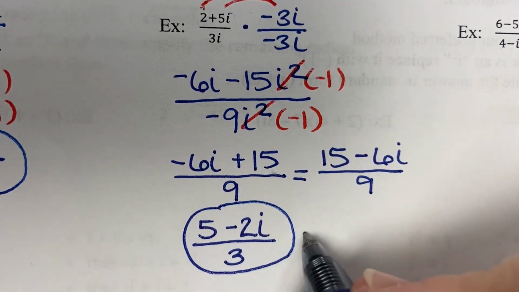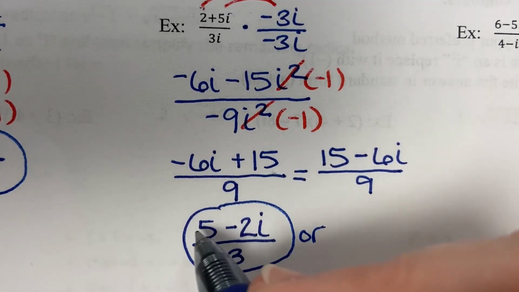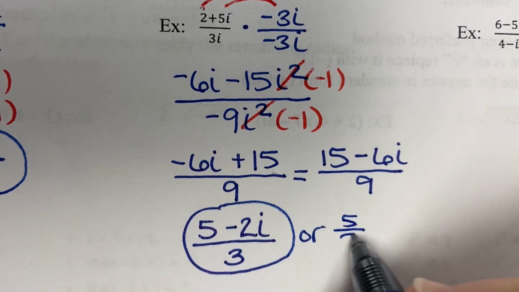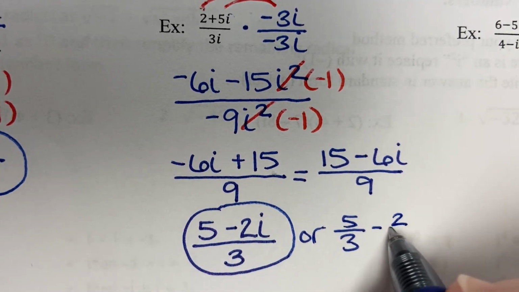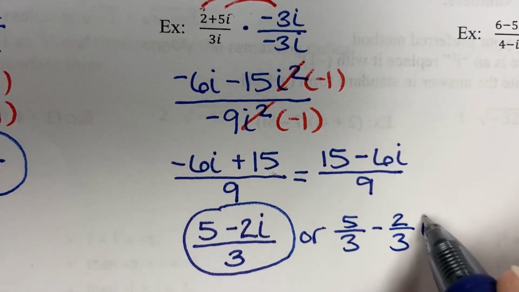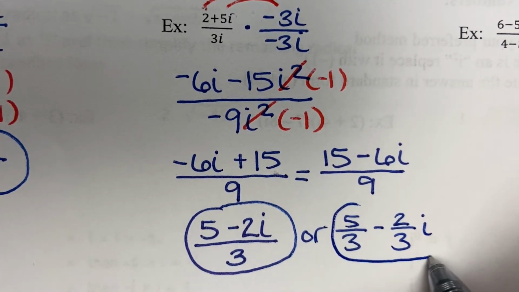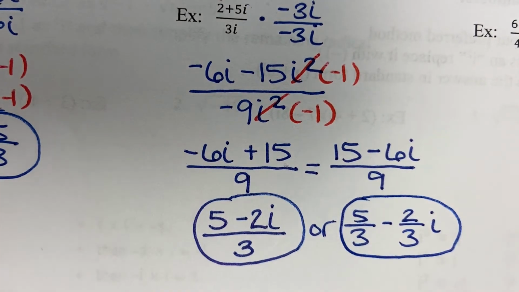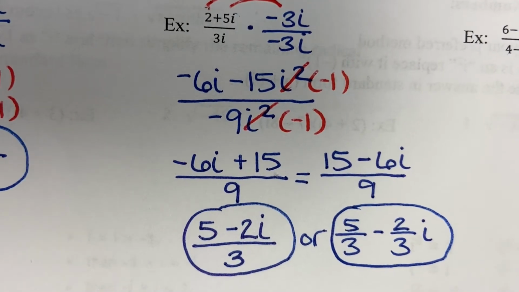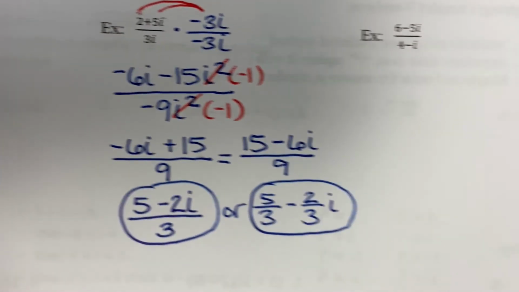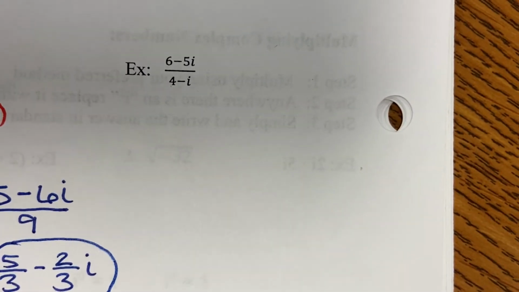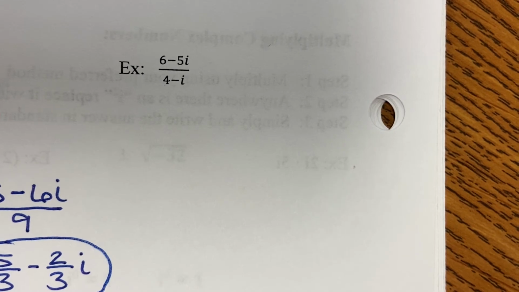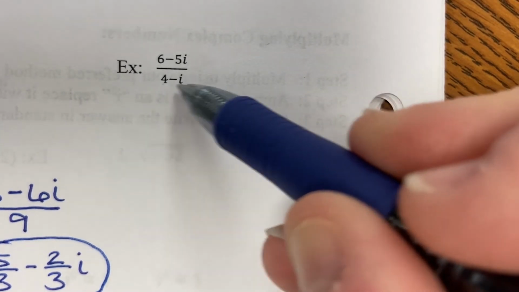Another way that you can write that, though, would be 5/3 minus 2/3 i. All right, so either of those would be acceptable. All right, so another example, all right, we would multiply by the conjugate of the denominator, so the conjugate would be 4 plus i.